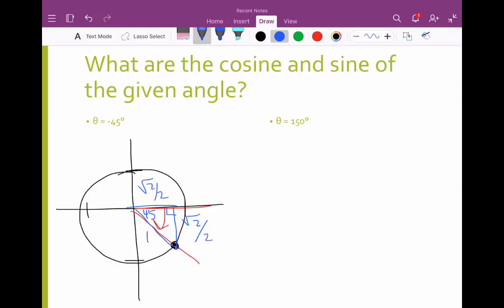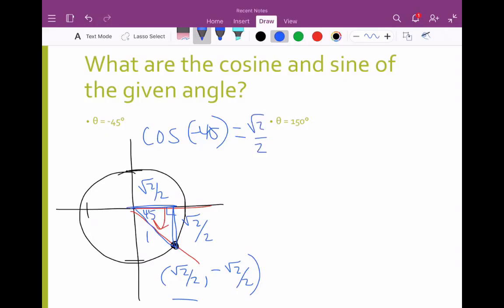So that makes this coordinate point: I go to the right the square root of 2 over 2, so that's positive, but then I went down, so that would be a negative square root of 2 over 2 for the y-coordinate. So the cosine of a negative 45 degree angle is equal to the x-coordinate, the positive square root of 2 over 2. And the sine of a negative 45 degree angle is the y-coordinate, so a negative square root of 2 over 2. Again, we were able to find that coordinate point by using our special right triangles.